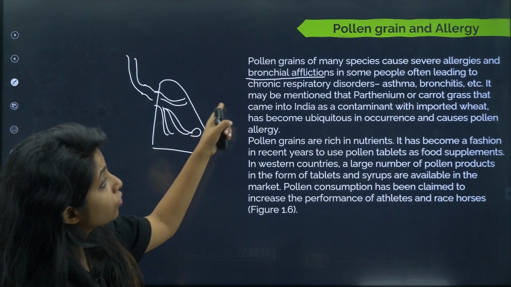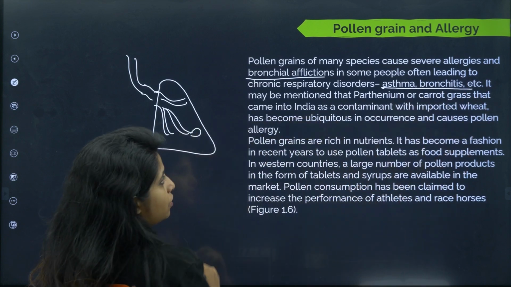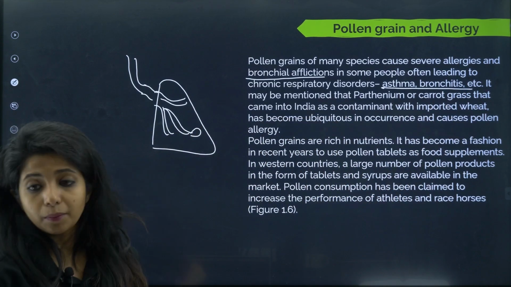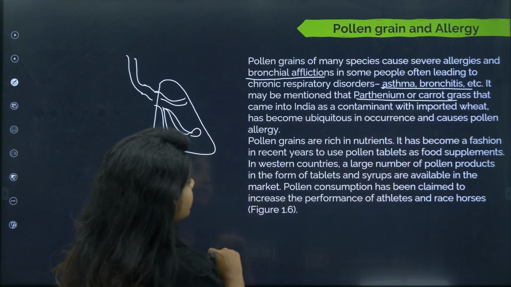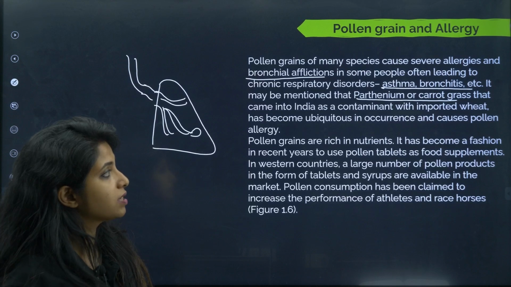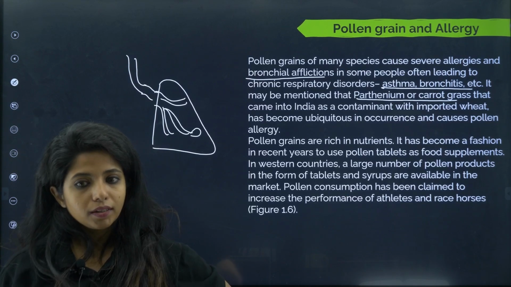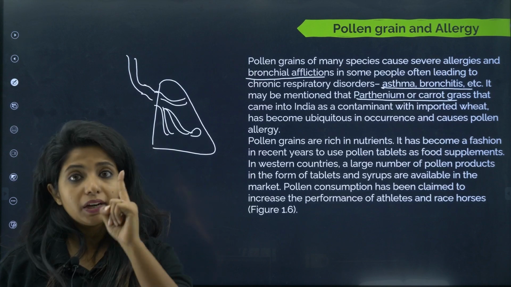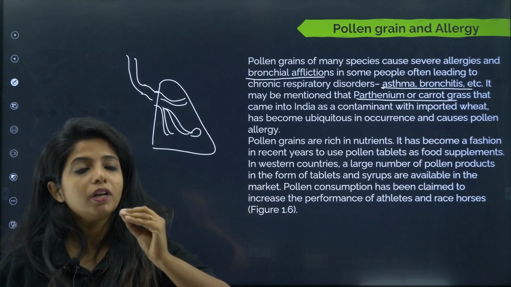Now, it can also lead to chronic respiratory disorders like asthma, bronchitis, etc. It may be mentioned that Parthenium, or what do you call it, carrot grass, please remember it. Parthenium or carrot grass, which came into India as a contaminant with imported wheat, has become ubiquitous in occurrence and causes pollen allergy. So this is one very important thing. Parthenium, please remember the name. Carrot grass, they are the names for this. It has caused a huge amount of ruckus by causing pollen allergy.